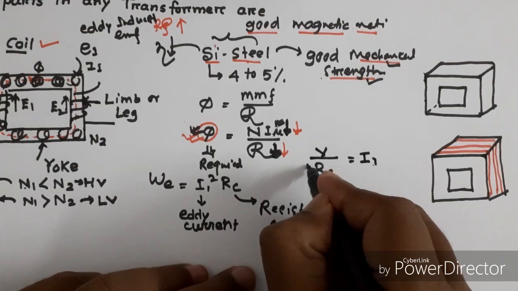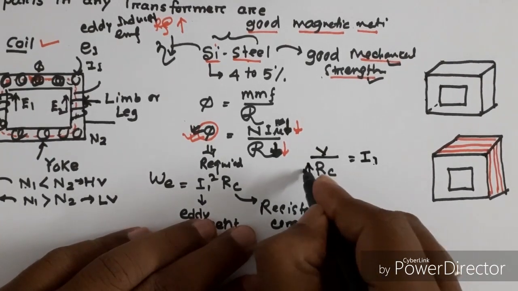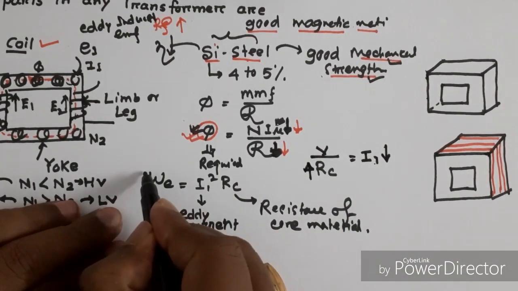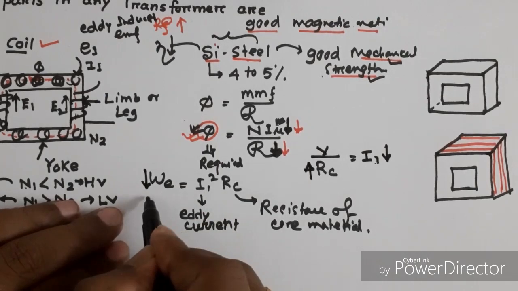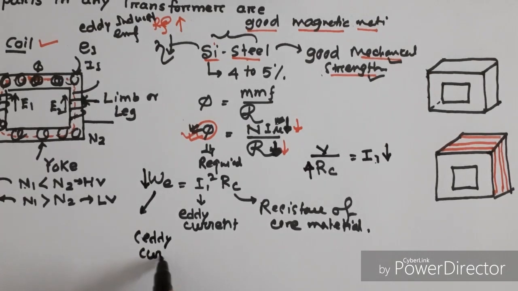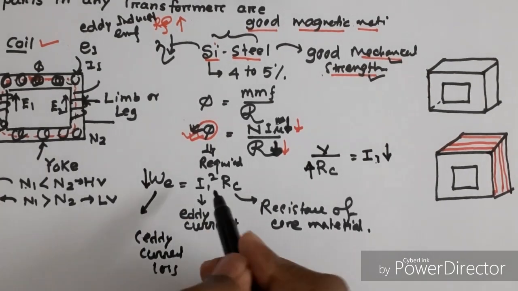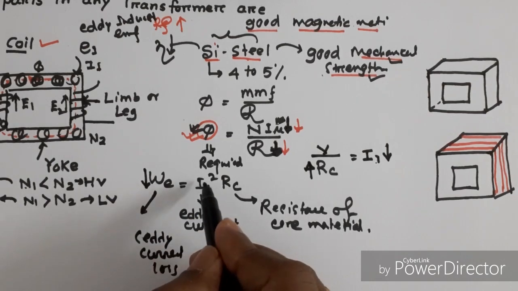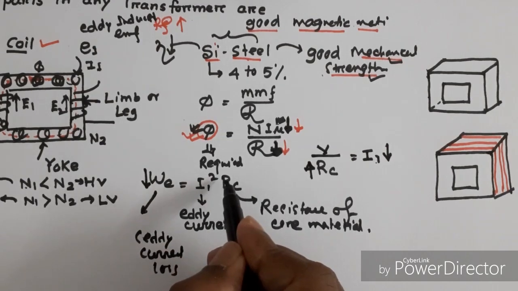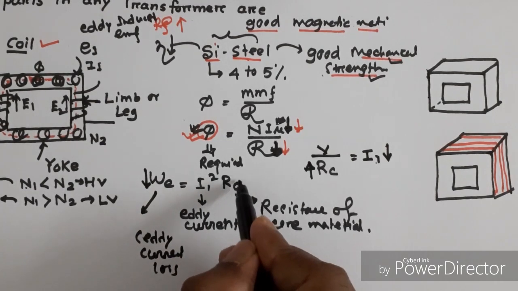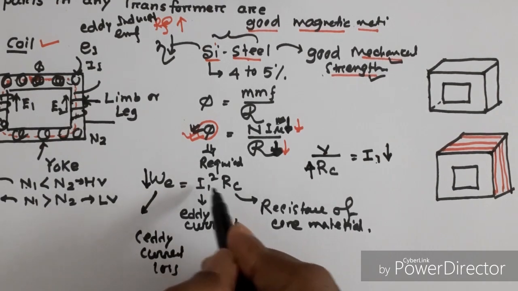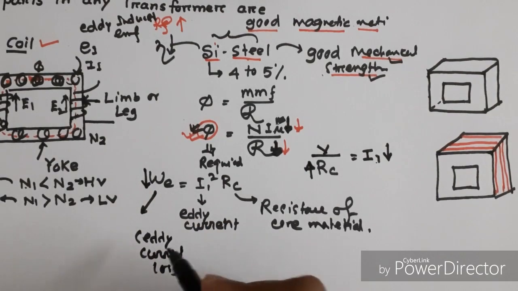If the resistance of the core material is high, then eddy current will be less. Therefore, power loss due to eddy current will be less. This is the eddy current loss. Eddy current loss will be less since the eddy current loss is eddy current squared into R_c. R_c is increasing, but eddy current decreases with the power. Therefore, the resultant eddy current loss will decrease.